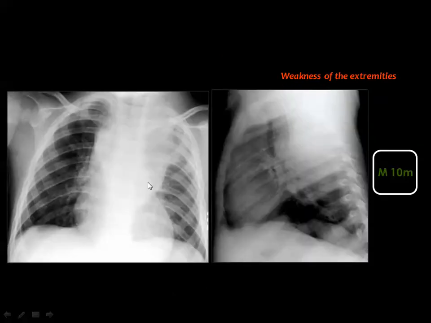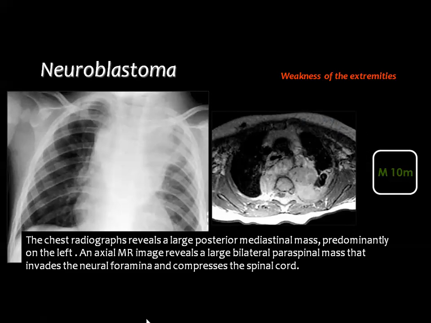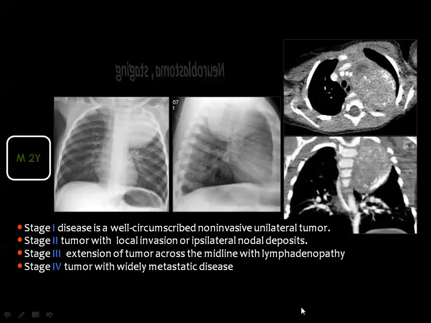In here, there is an ill-defined mass on the left side, and this mass is projected posteriorly in the lateral view, and the MRI showed a big lesion in the posterior mediastinum on either side of the paravertebral gutter with some intraspinal extension. The age of the patient is 10 months old, and this lesion was proved to be neuroblastoma.